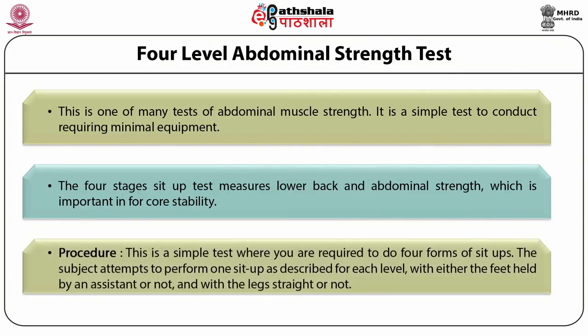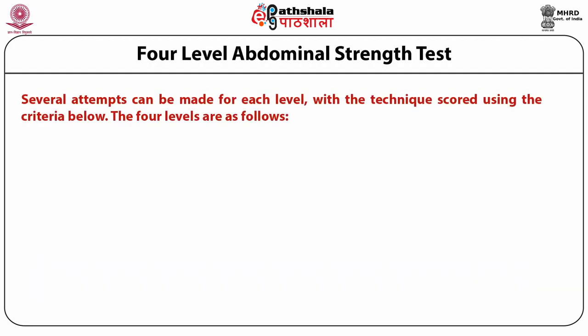This is a simple test where you are required to do 4 forms of sit-ups. The subject attempts to perform 1 sit-up as described for each level, with either the feet held by an assistant or not, and with the legs straight or not. Several attempts can be made for each level, with the technique scored using the criteria below. The 4 levels are as follows.